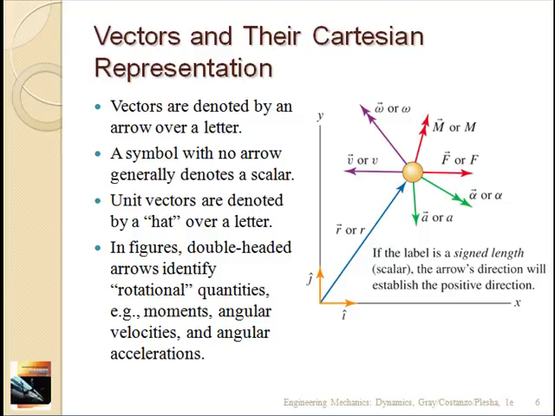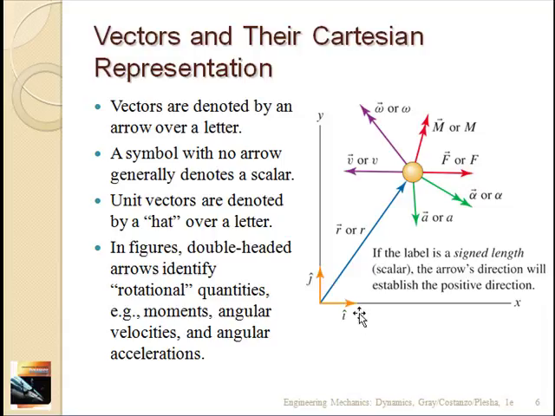We're going to use vectors a lot in this class. So in this class, a vector is denoted by a letter with an arrow over it. So for example, this letter M with an arrow over it, that's a vector. There's a force vector. Alpha is a rotational acceleration. A is a linear acceleration. So all these things with arrows over them are vectors. Something without an arrow is a scalar. It's just a number, but it has no direction.